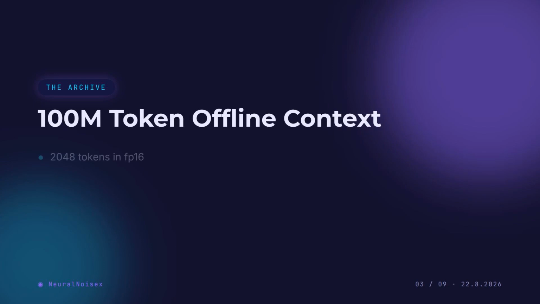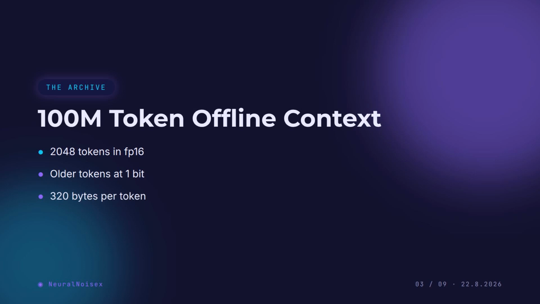The real engineering feat here is the long context mechanism. The model keeps the most recent 2048 tokens in standard FP16 format, acting like a normal key value cache. Everything older gets compressed to 1 bit and written directly to your hard disk. The compression ratio is roughly 320 bytes per token. This means you can store 1 million tokens of history in roughly 320 megabytes of disk space.